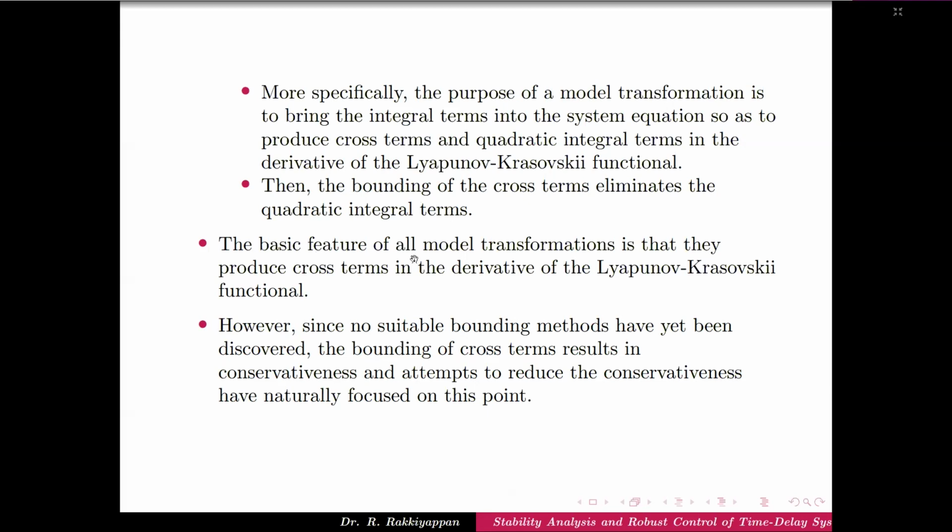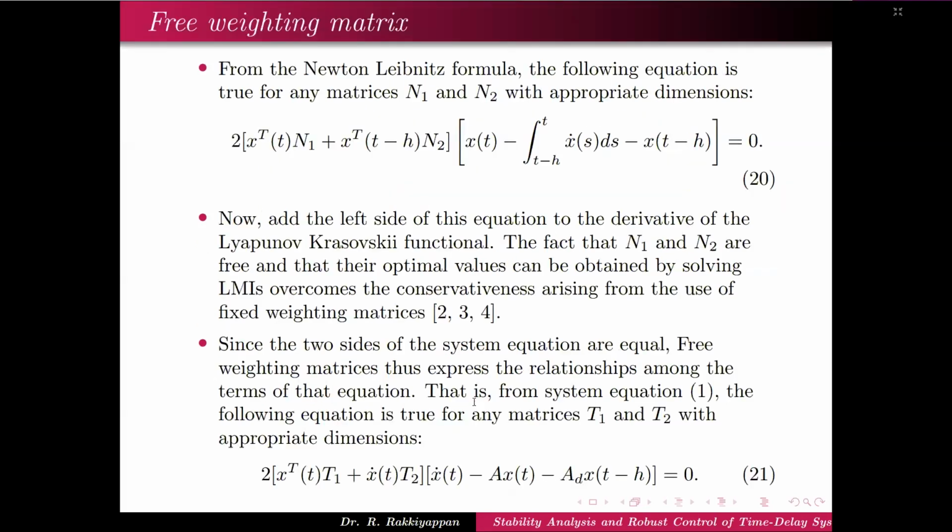The basic feature of all model transformations is that they produce cross terms in the derivative of the Lyapunov-Krasovskii functional. However, since no suitable bounding methods have yet been discovered, the bounding of cross terms results in conservativeness, and attempts to reduce the conservativeness have naturally focused on this point. So now we have an interesting formula known as the free weighting matrix. From the Newton-Leibniz formula, the following equation is true for any matrices N1 and N2 with appropriate dimensions. This is our original system, and then we can use the Newton-Leibniz formula.